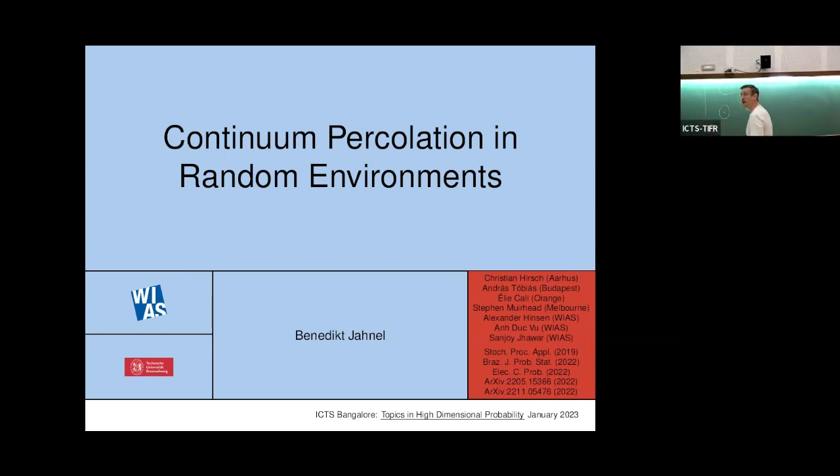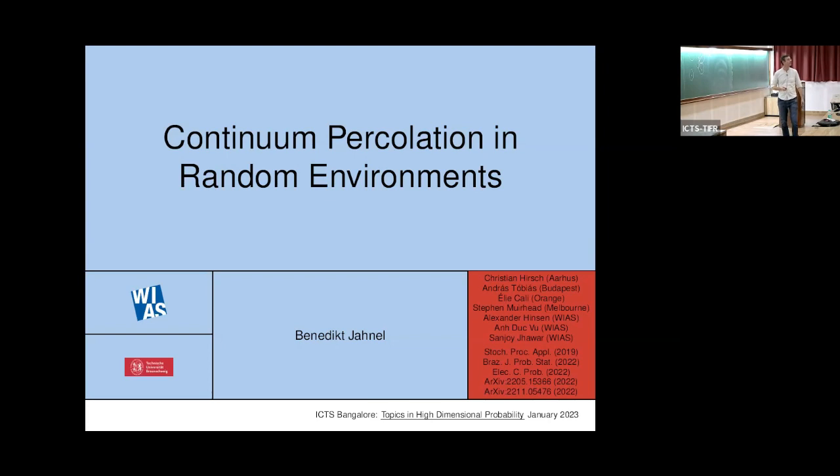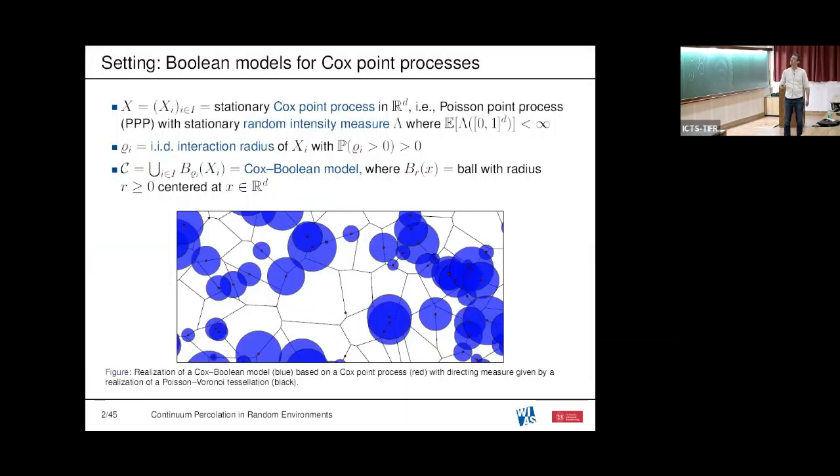So this model has been extended in a large variety of ways in the last 60 years. And I will be focusing on one extension of this model towards random environments. So the point cloud is now not a Poisson point process anymore, but a so-called Cox point process, which is a Poisson point process where the intensity measure is now also random. This intensity measure, I will call it capital Lambda, is independently distributed. And I will always assume that the unit volume gets a finite mass and that it's also stationary. So the whole system is again stationary.